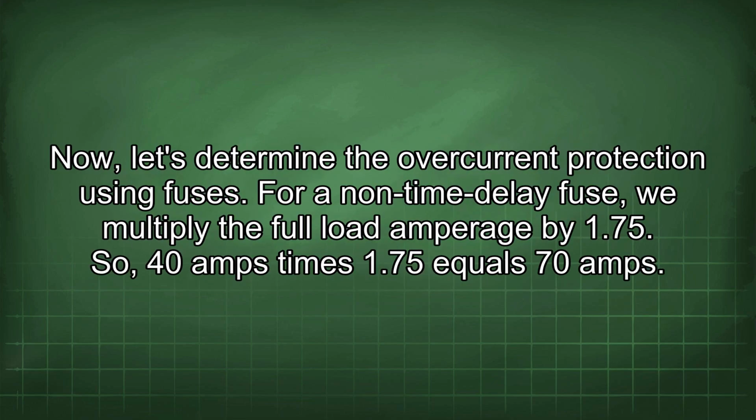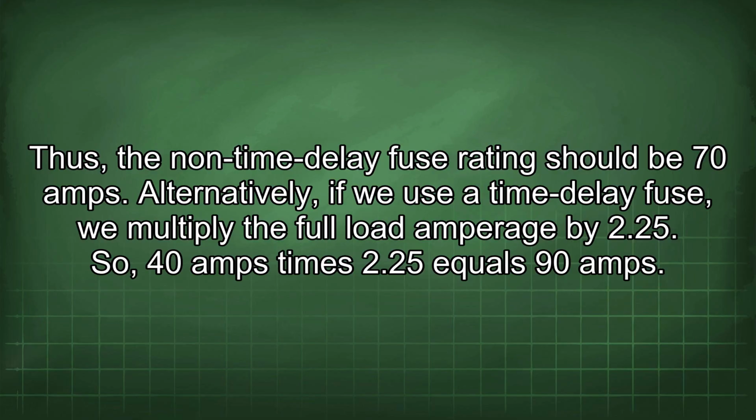Now, let's determine the overcurrent protection using fuses. For a non-time delay fuse, we multiply the full load amperage by 1.75. So, 40 amps times 1.75 equals 70 amps. Thus, the non-time delay fuse rating should be 70 amps.